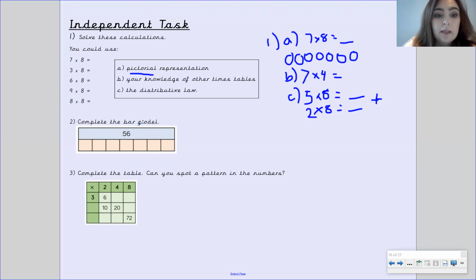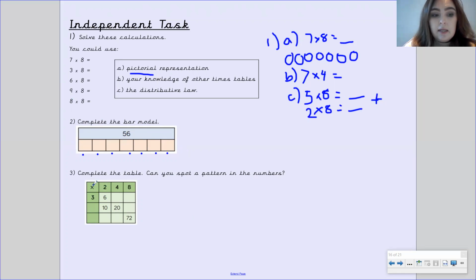You then need to complete the bar model here. So you've got 56 as your whole, and then you've got 1, 2, 3, 4, 5, 6, 7 squares underneath, and you need to work out what goes within each square. And then question number 3, you need to complete the table below. And can you spot a pattern in the numbers?